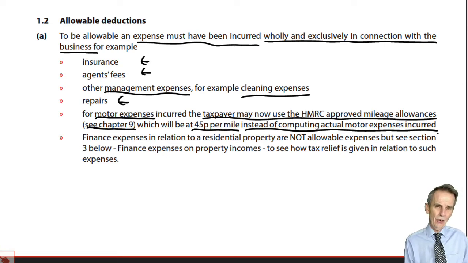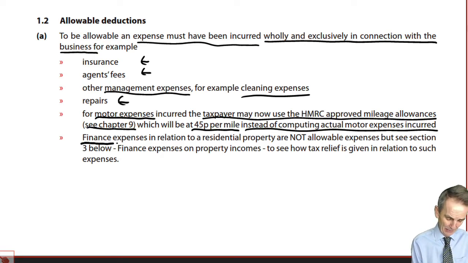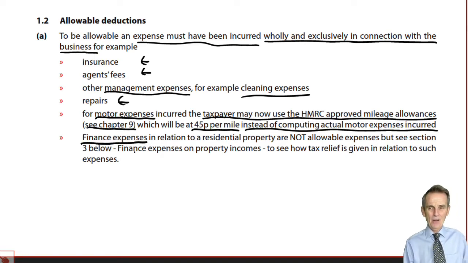What is probably, for most taxpayers who enjoy the benefit of property income, the major expense that they incur is going to be a finance expense. Properties are expensive, and unless you've got a huge amount of spare cash that allows you to pay cash when you buy the property, you're going to have to take out a loan, a mortgage, to allow you to buy that property.